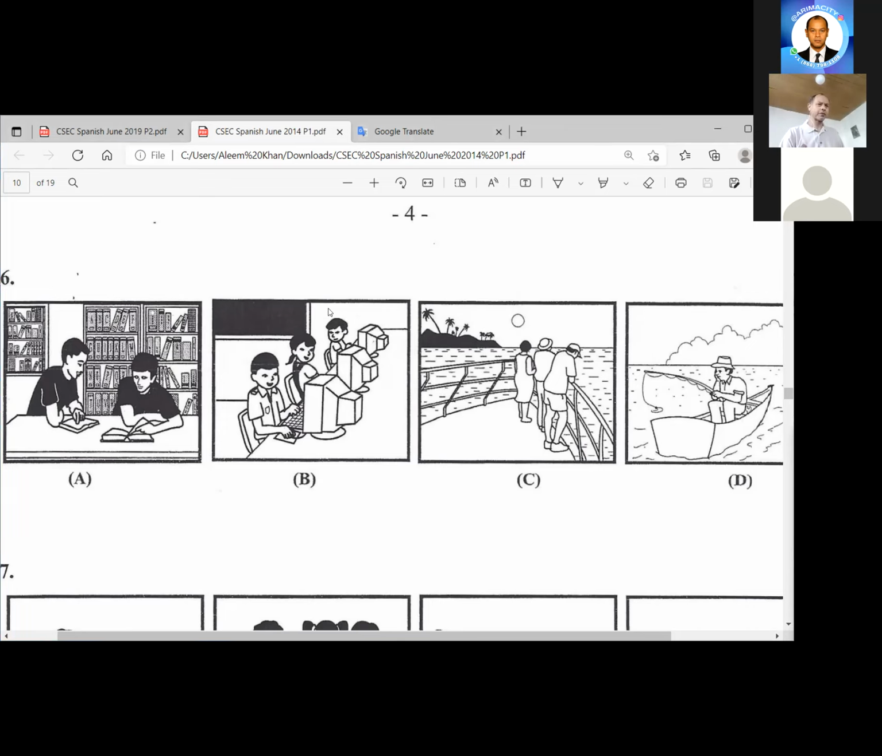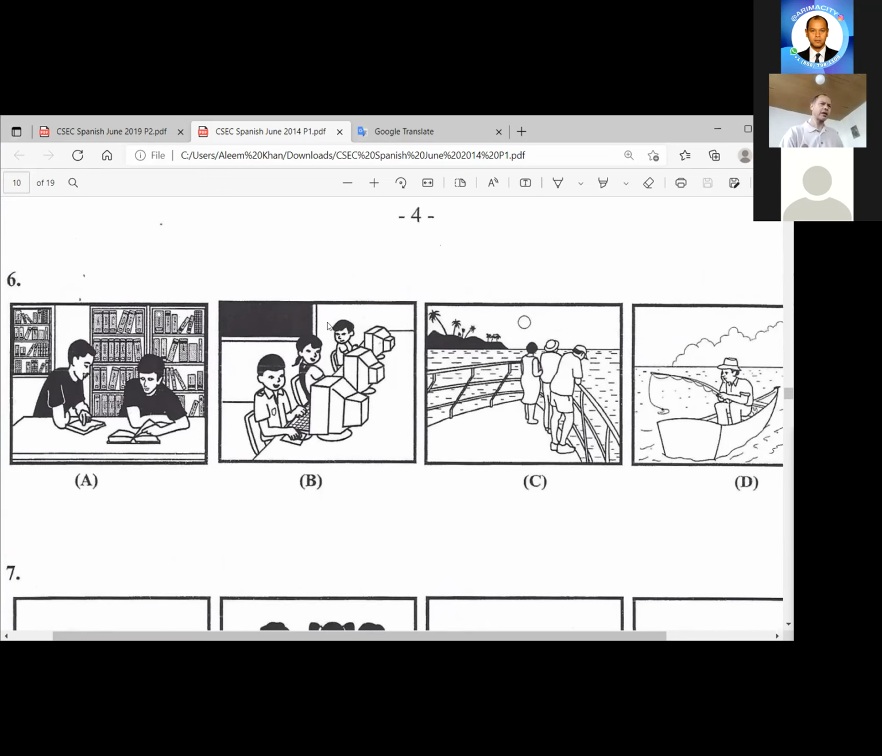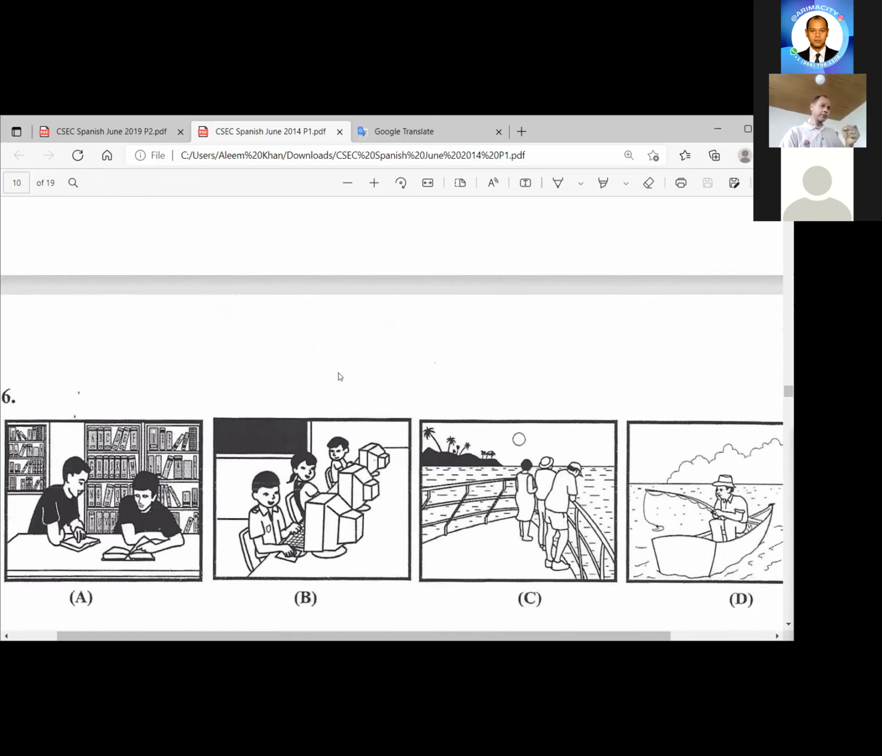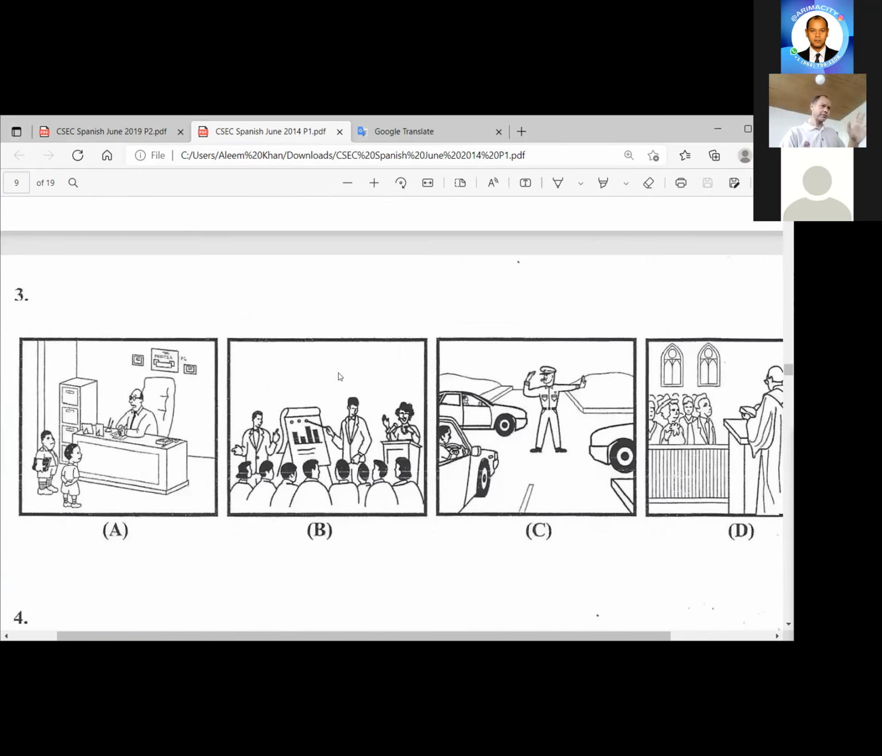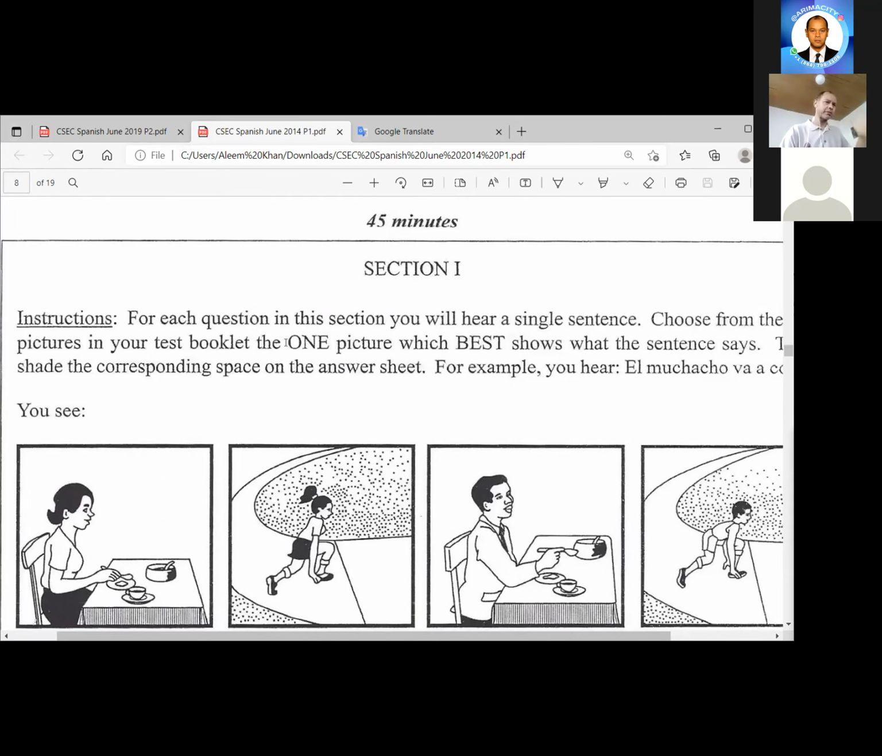Okay, so this part will be very easy for you. Yes, because all you have to do is listen to the sentence and choose a picture. Okay. So let me read the instructions just so you could see it. This is a real exam in the past, right?